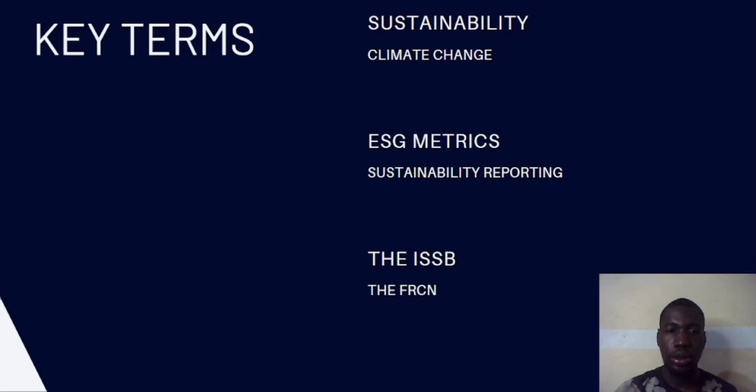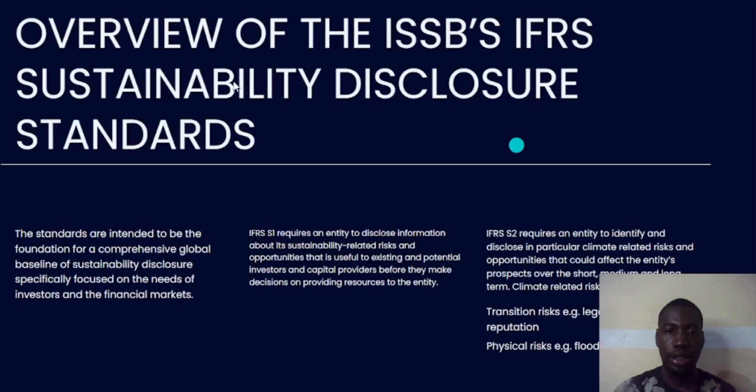So I'll just go straight to the ISSB standards. That's the overview of the ISSB standards. Now, the ISSB standards are designed to be the foundation for a comprehensive global baseline of sustainability disclosure, specifically focused on the needs of investors and the financial markets. So the standards were issued to integrate sustainability reporting with financial reporting of companies. So it is the integration of the sustainability aspect and the financial aspect: the environmental aspect, the social aspect, and the money-making aspect of a company.